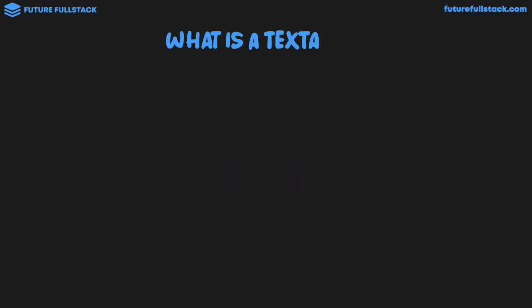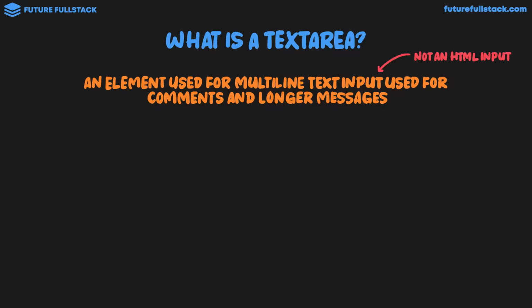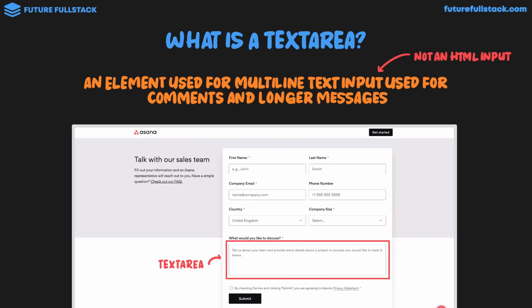So what is a text area? It is an element used for multi-line text input, used for comments and longer messages. When I say input, I do not mean an HTML input type like text, email, password, etc. The text area is its own special kind of text input that does not belong to the input element. Here is an example of a text area on the Asana form. You can see that users can enter a longer description of what they would like to discuss with the sales team.